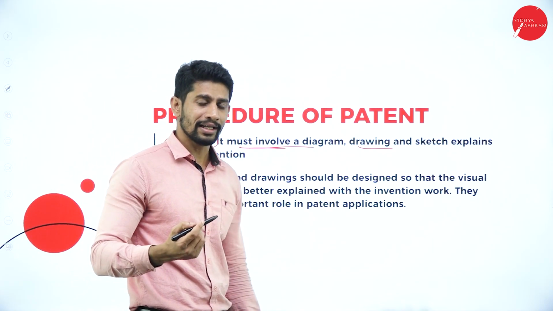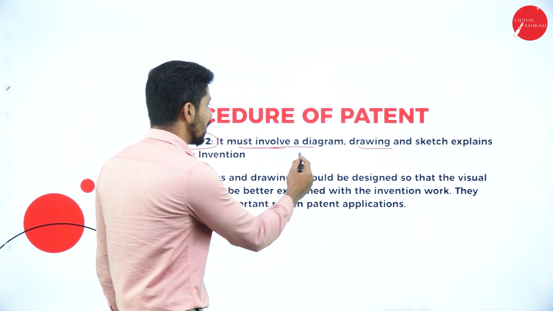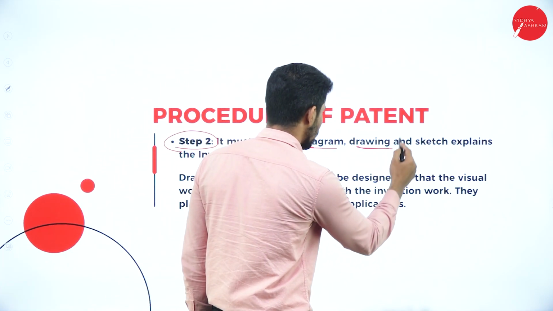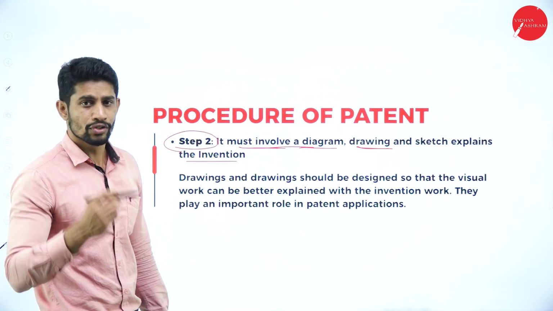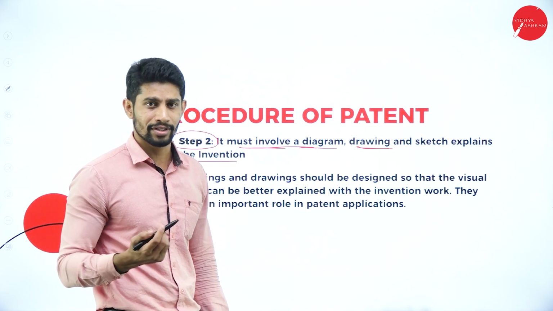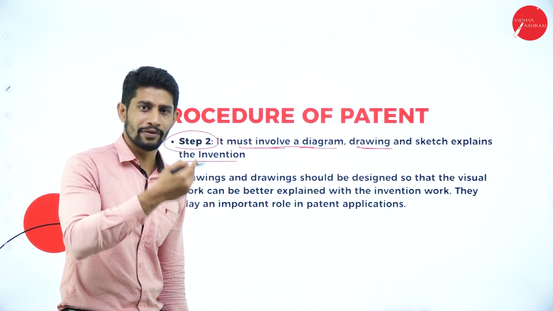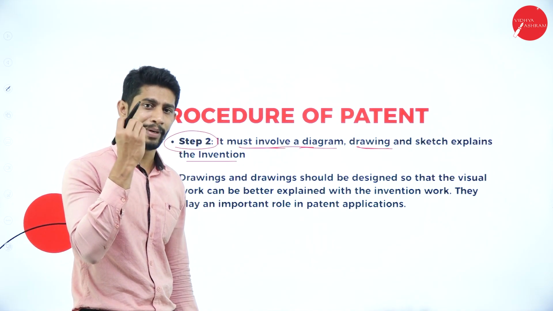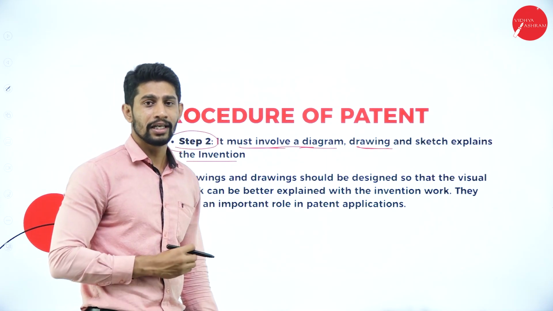What you are inventing, the diagram of that invention you are going to give. So it involves the diagram or drawing or sketch that explains the invention. In the diagram, drawing, or sketch, you are going to explain your invention. How many centimeters is it? What is the weight of that invention, what materials are you using, and what inputs are there in that particular invention?